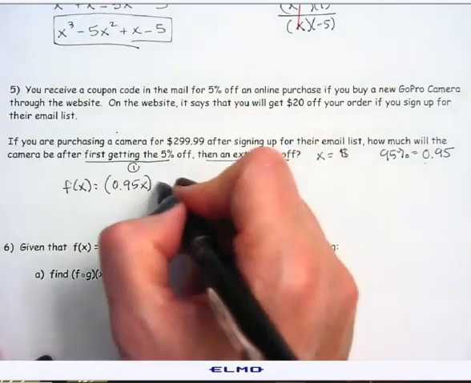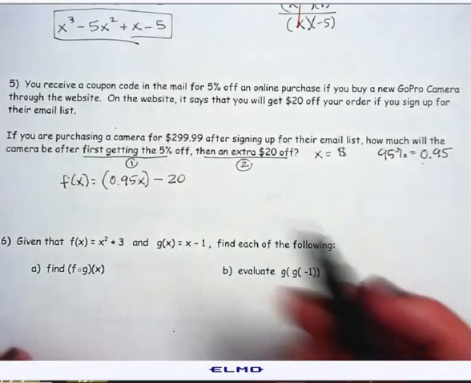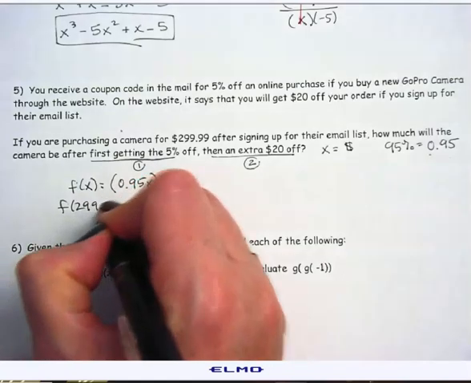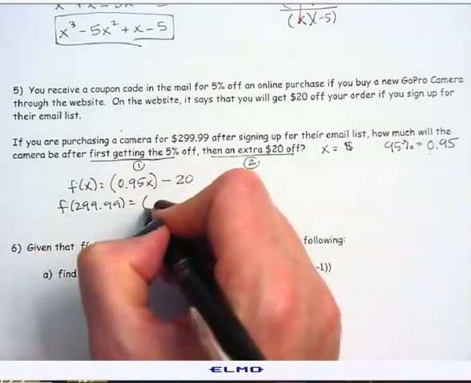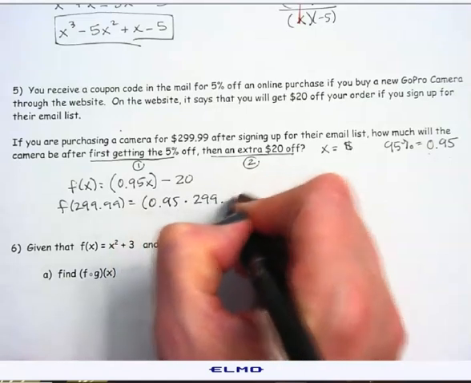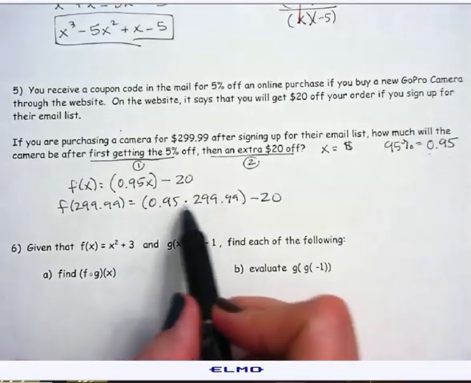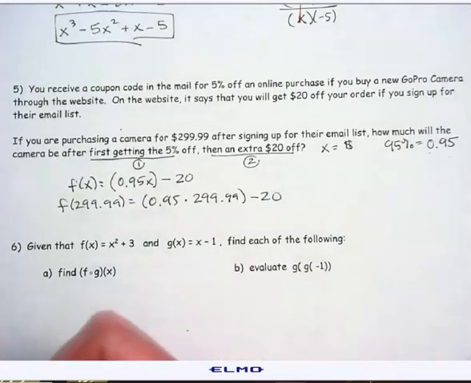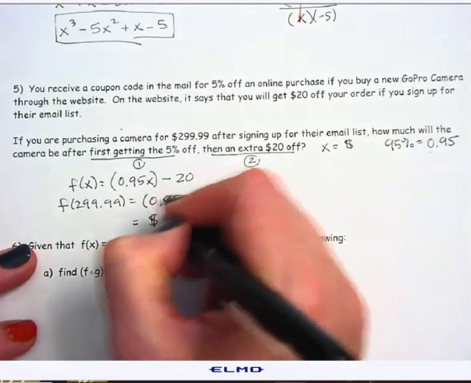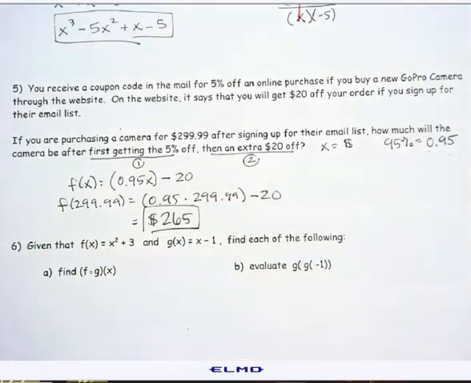Then we're going to take off an extra $20. So now I'm going to use the specific cost, $299.99. So I'm going to do 0.95 times that value. You'll have a blue calculator on your test, so you'll do this on your calculator, find that number, then subtract 20, and you'll come out with about $265.